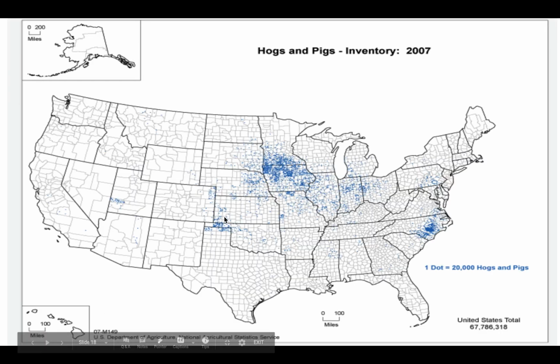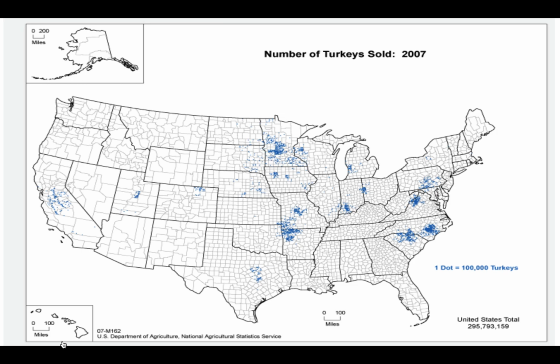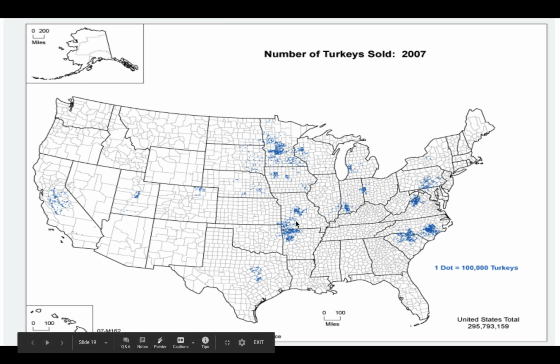And then pigs and hogs. The largest pig production is actually in North Carolina, as we can see with this high density. And turkeys, found in central Minnesota and also North Carolina and parts of South Carolina and down in Missouri and Arkansas.